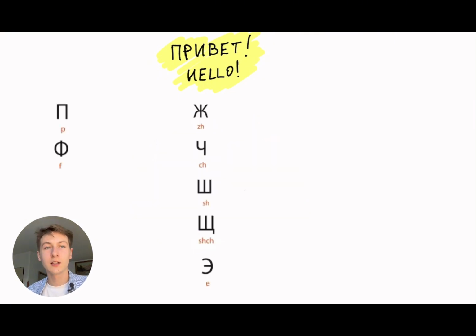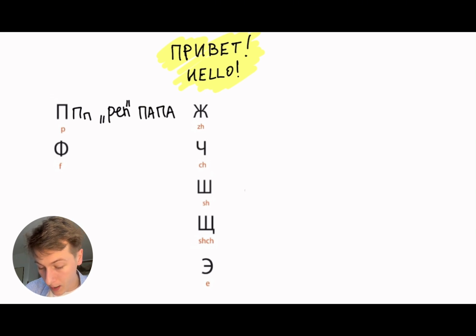So let's start. The first letter of today will be П. П sounds like P in pen. And the example of a Russian word is папа, papa, which means father, dad.